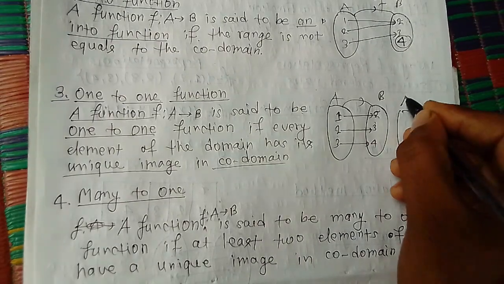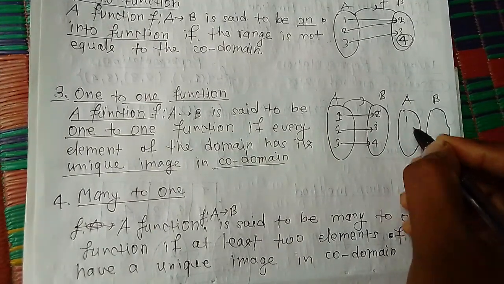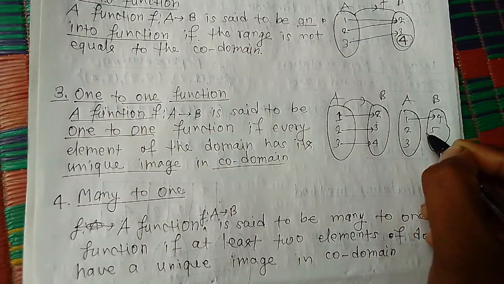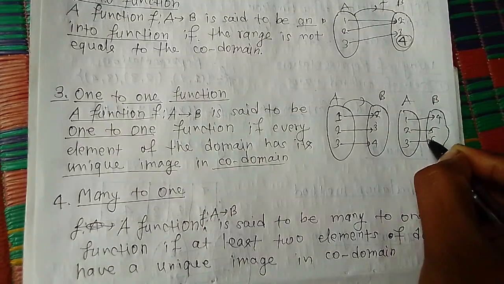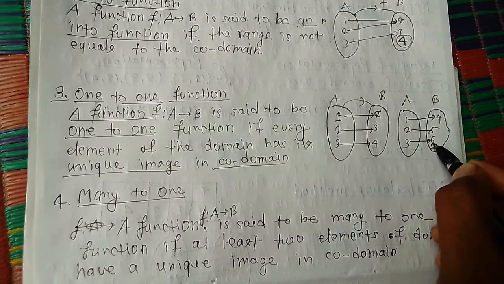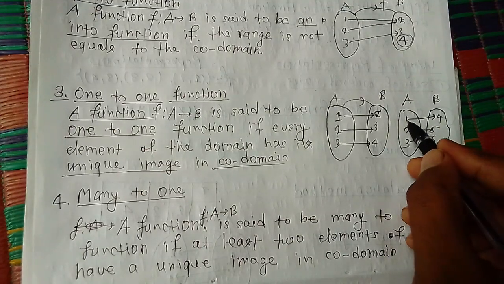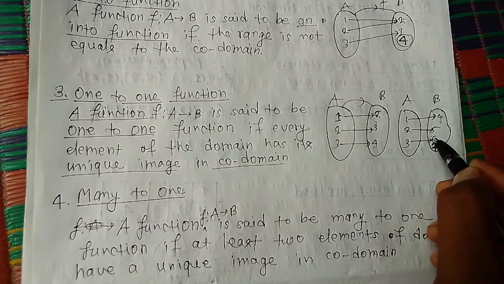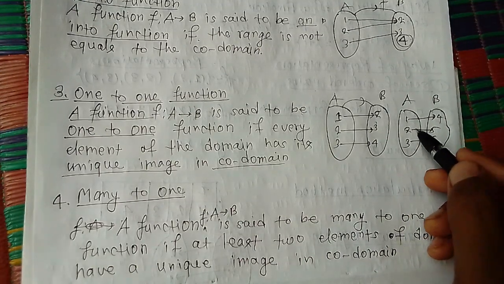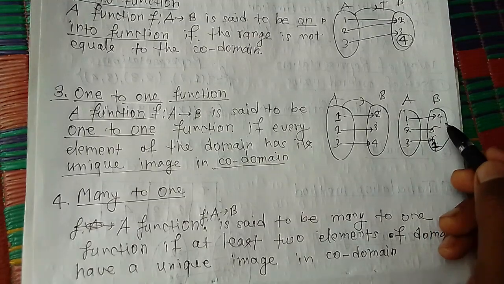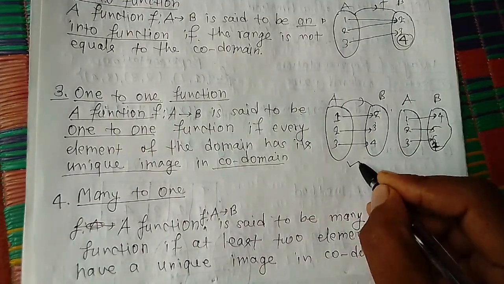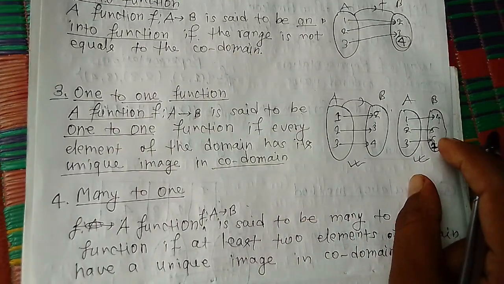Again, we can take an example. This is A and B, with 1, 2, 3, 4, 5, 6, 7. So this may be mapped, even it is separately mapped. Each pre-image has its own image in set B. So this is a 1-to-1 function. Both functions are 1-to-1 functions.